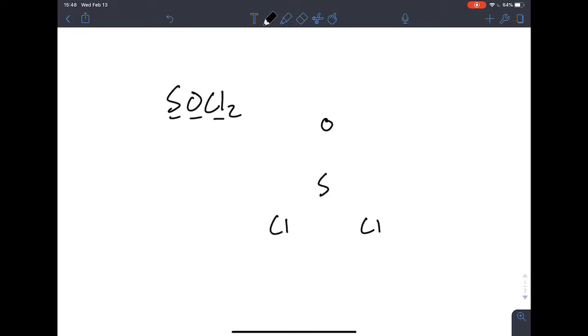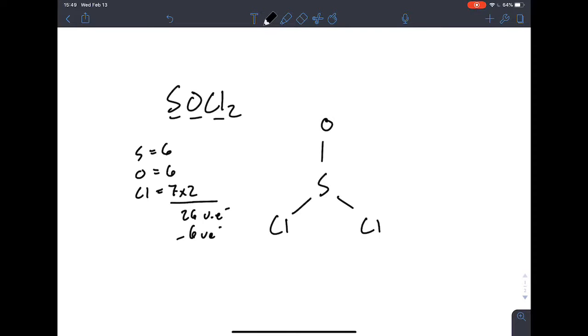Same deal as before. We need to add up all the valence electrons. So I know that sulfur contributes 6, I know that oxygen contributes 6, and I know that chlorine will contribute 7 twice, for a total of 14 plus 12, which is going to be 26 valence electrons. Now, in order to spread that out, we'll spread these to our bonds first. So 1, 2, 3, 4, 5, and 6. So I'll take away 6 valence electrons that I've just used for a total of 20.